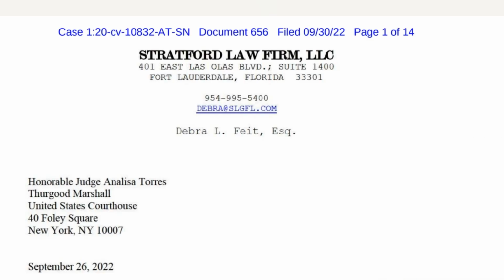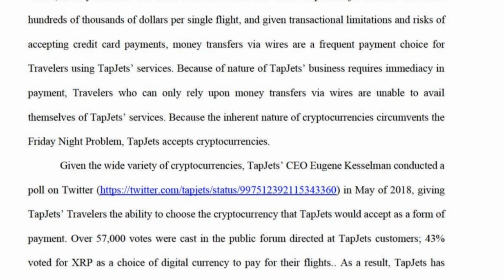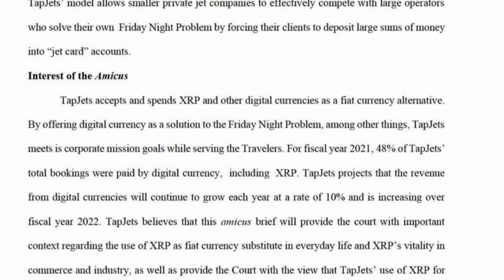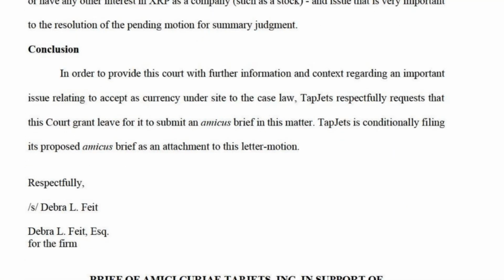Tapjet, an airline charter company, has joined iRemit with a request to provide a summary that will demonstrate the usefulness of the XRP token. Tapjet, a private jet transportation company, has asked the court to file an application to provide the Ripple blockchain company with a helping hand in its litigation with the U.S. Securities and Exchange Commission. This letter to the court should show the usefulness of the token, which was recognized by the SEC as an unregistered security.